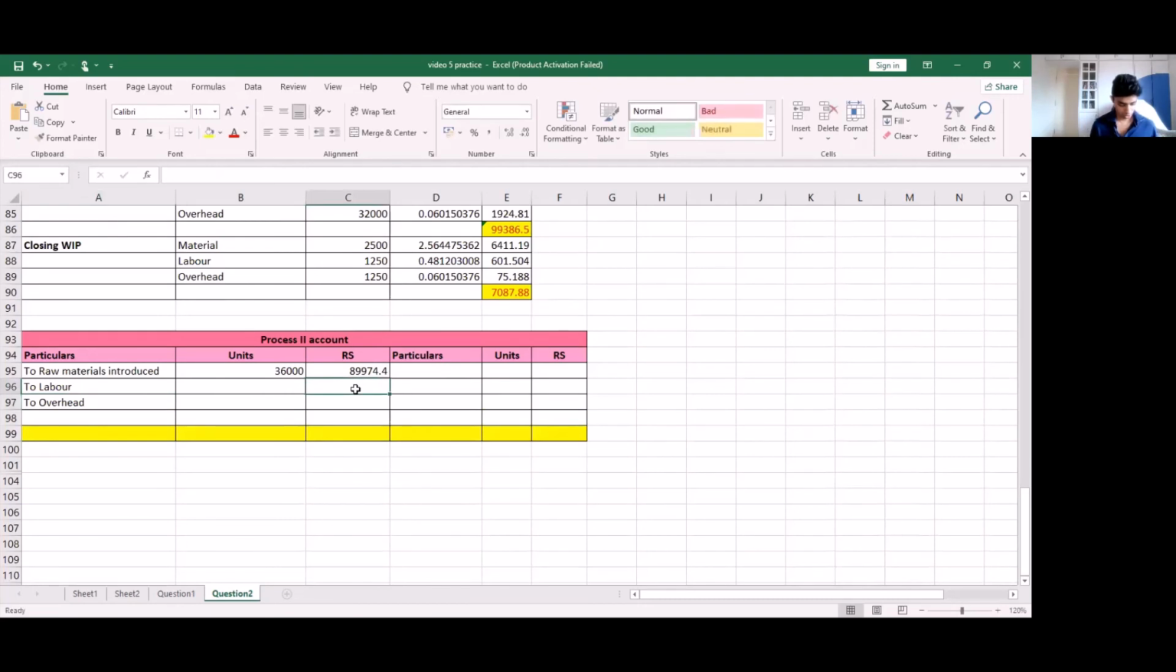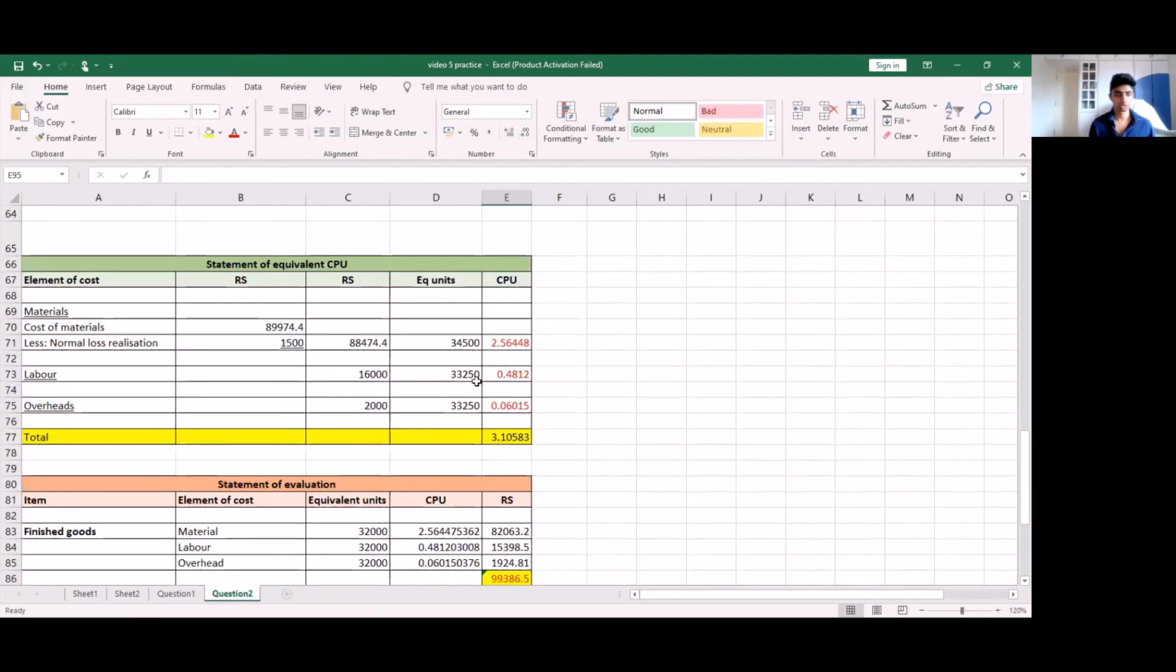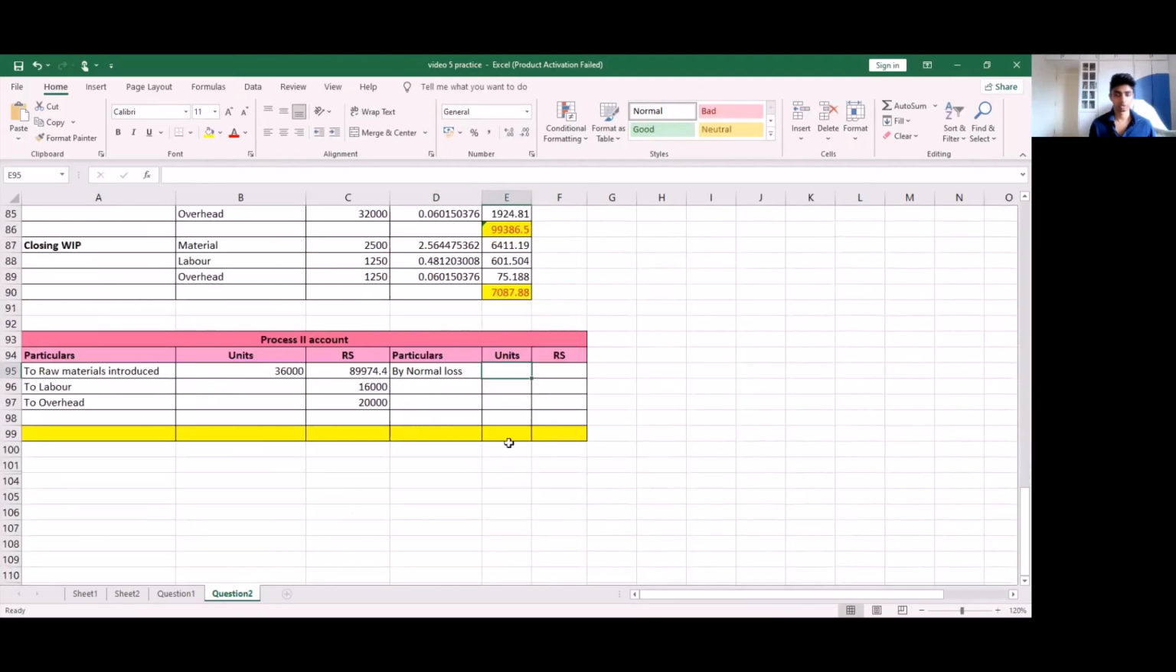So we have 16,000 cost for labor and 20,000 cost for overheads. Next, we have our normal loss realization. Number of units we found for normal loss is 1,500. Since we assumed our scrap value to be ₹1, our normal loss realization will be 1,500 into 1, which is 1,500 itself. We have no abnormal loss in this case.